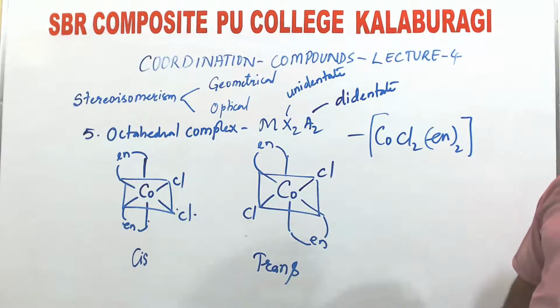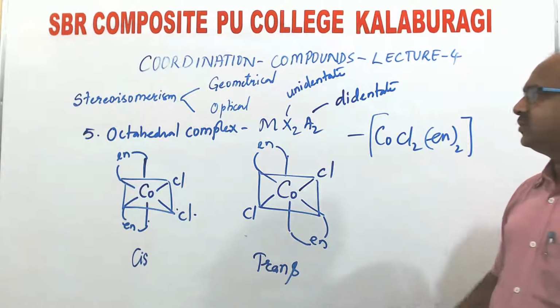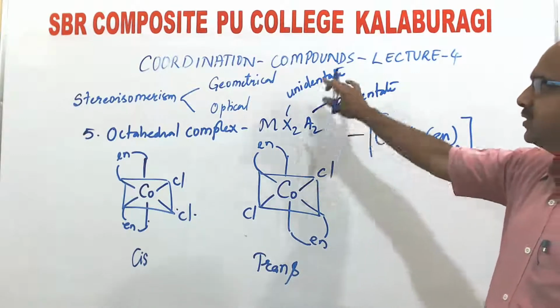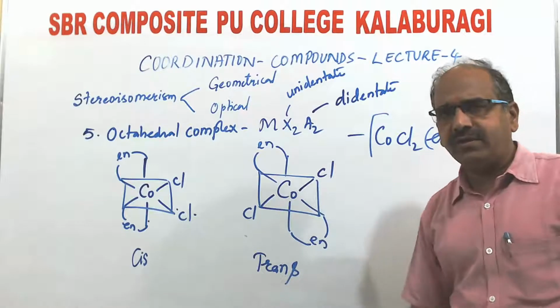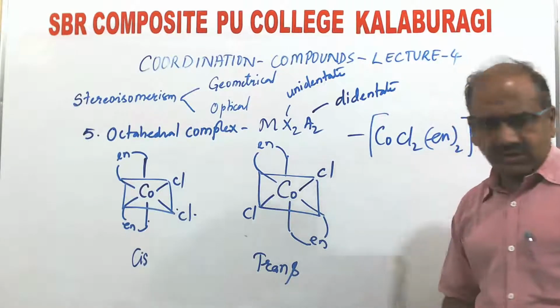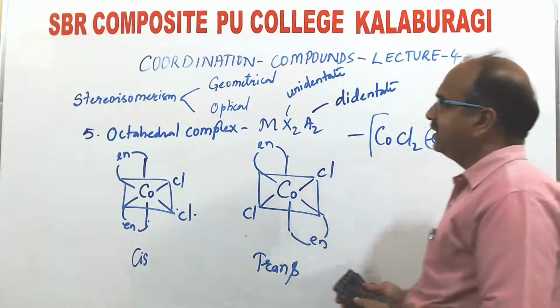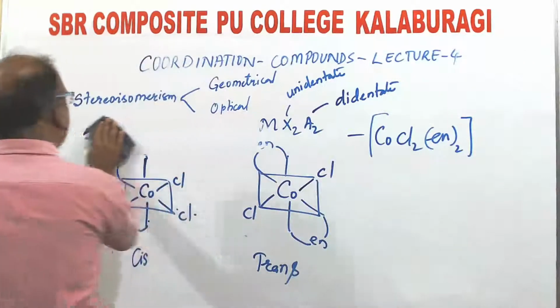So this is an octahedral complex of the type MX2A2, where A2 is didentate and X2 is unidentate. You can mention which is which type and write it down. Okay, one more, last: Ma3B3 or Ma3X3.